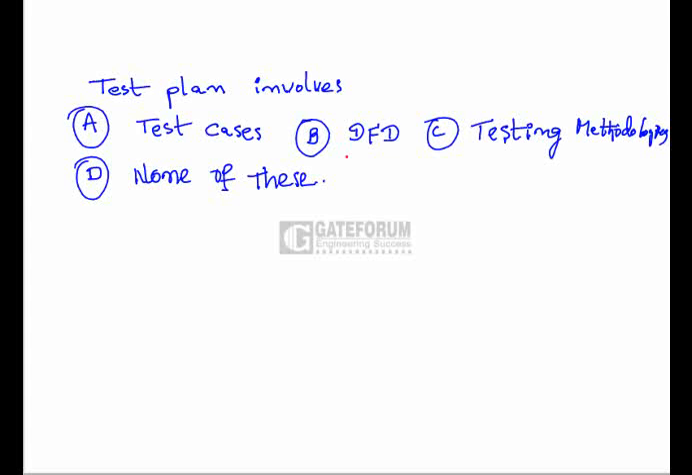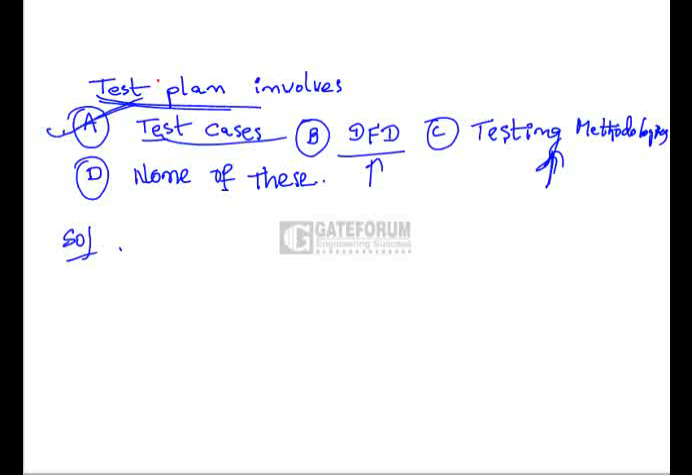Test plan involves option A test cases, option B DFD, option C testing methodologies, option D none of these. Actually, for planning any test of a software, we require the test cases. Data flow diagrams and the testing methodologies are not required. Testing methodologies are required at the time of testing, not when you are planning. For the test plan, we have to consider the different test cases, and then the plan will be taken out. So option A is the right option.